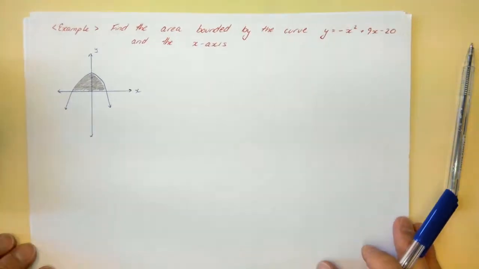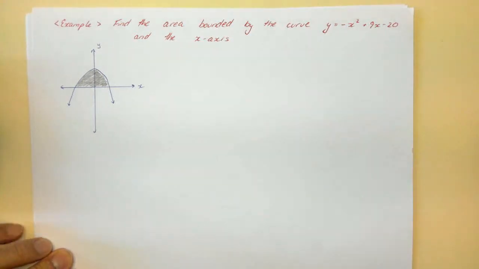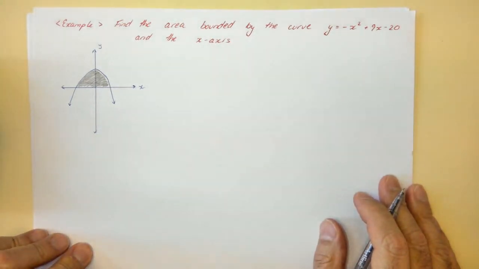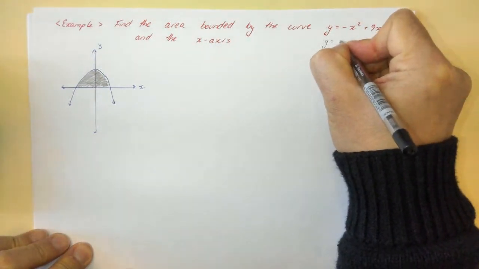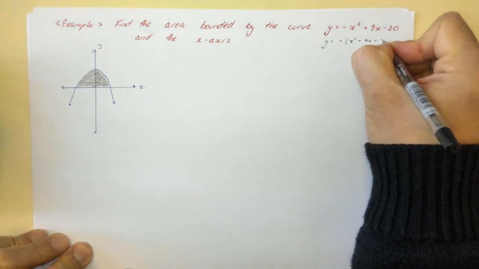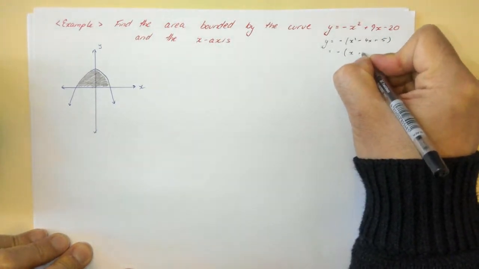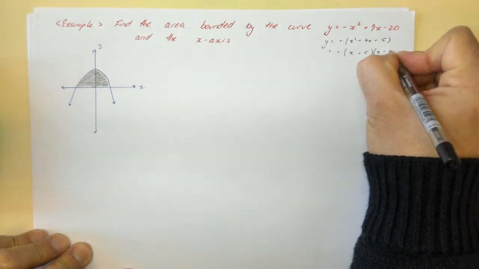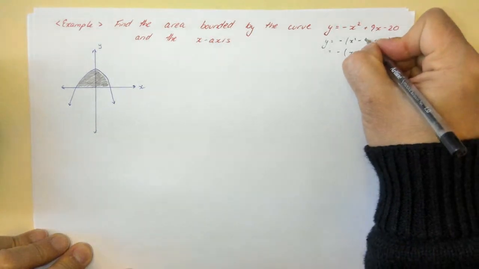Let's do some examples. All right. We want to find the area bounded by the curve of y equals negative x squared plus 9x minus 20. So what I'm going to do first is factorize this. So x plus 5, x minus, so that should be a 9, sorry.